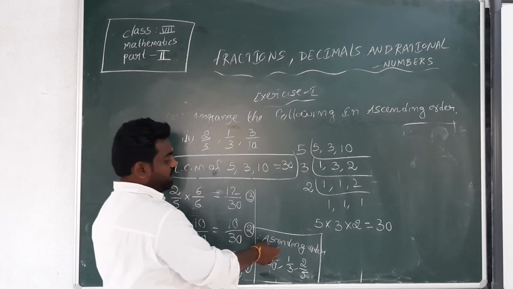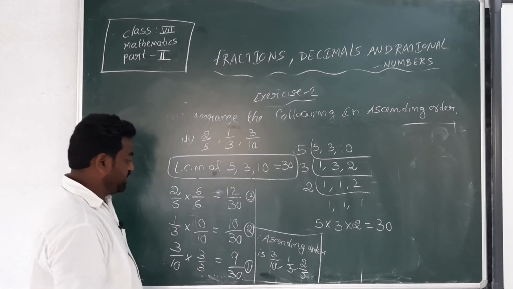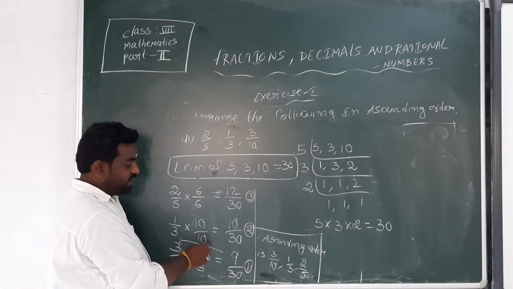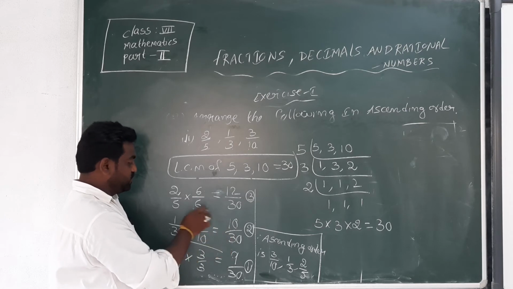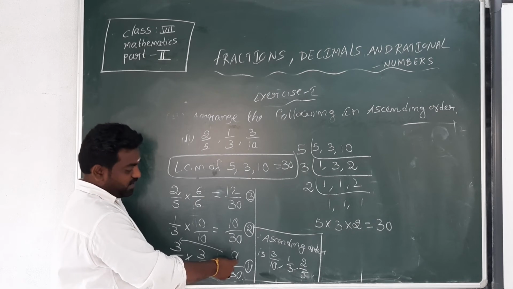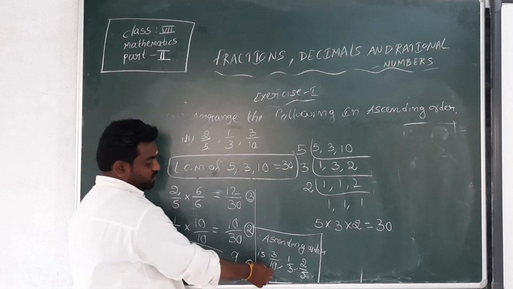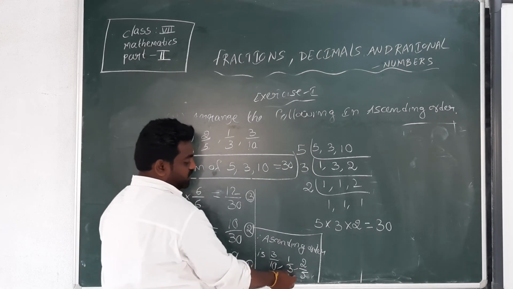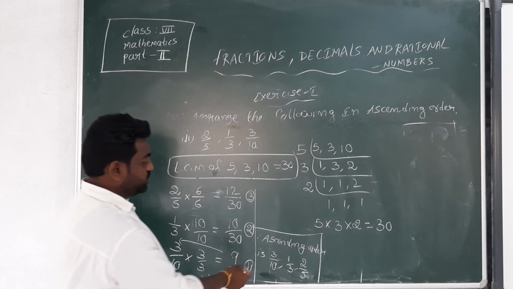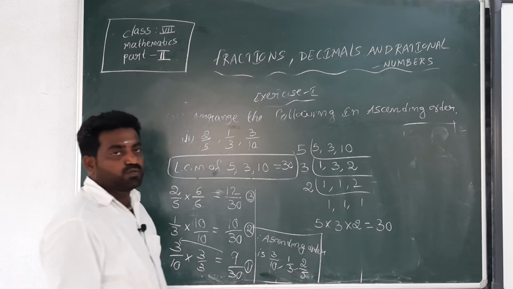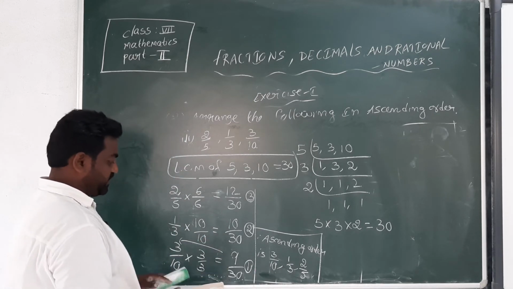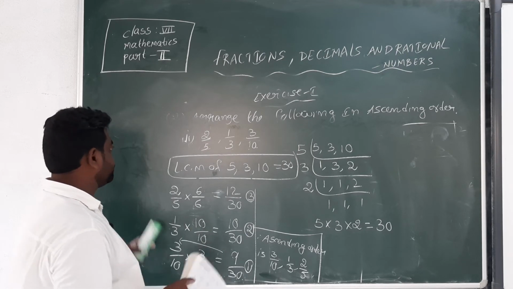So ascending order means small to big. Here the smallest value is 9 by 30, which means 3 by 10; 10 by 30 means 1 by 3; 12 by 30 means 2 by 5. So 3 by 10 is the smallest value, then 1 by 3, then 2 by 5. So 3 by 10, 1 by 3, 2 by 5. This is the ascending order. Second problem completed. Another one, third problem.